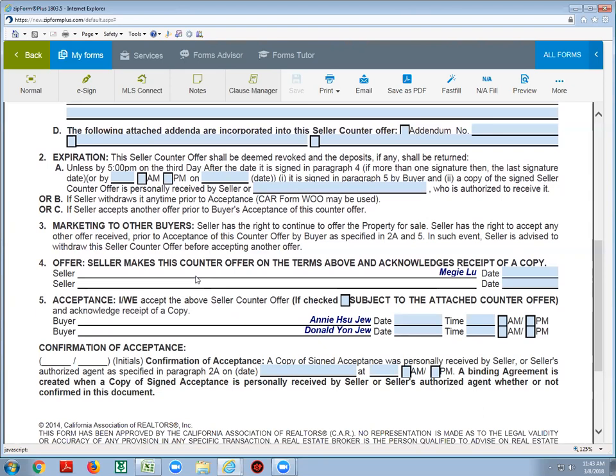Then I'll tell you something different. B. If the seller withdraws at any time prior to acceptance, that's what I just printed out to you: withdrawal of offer. C. If the seller accepts another offer prior to buyer's acceptance of this counter offer. So that means, can the seller accept another offer before this counter comes back? Absolutely. So that's why when you receive the seller single counter, you better have the buyer sign it as soon as possible.